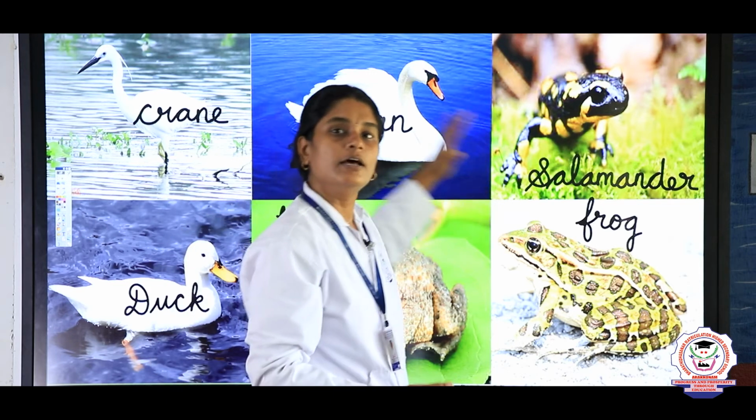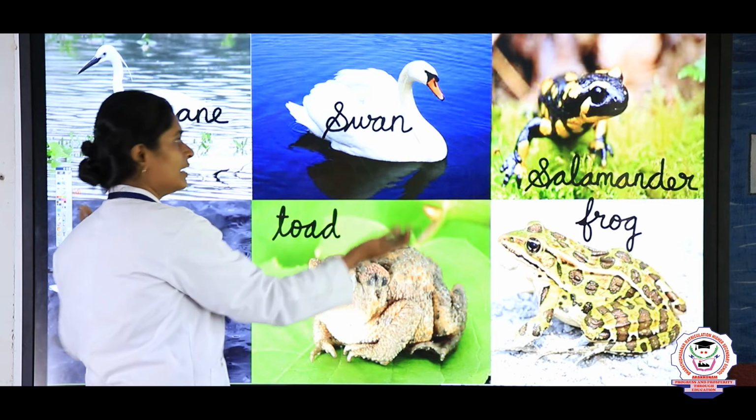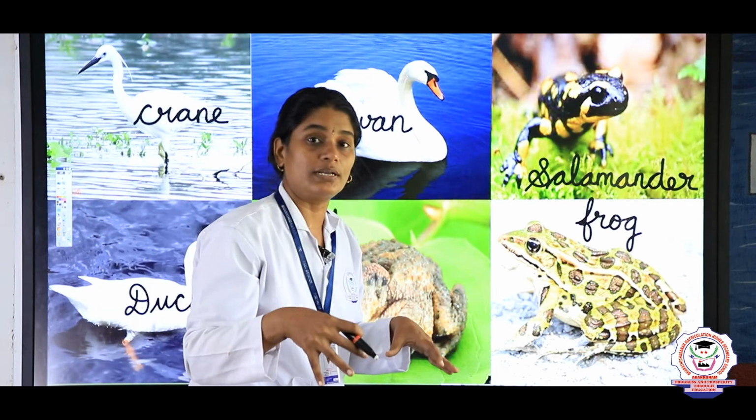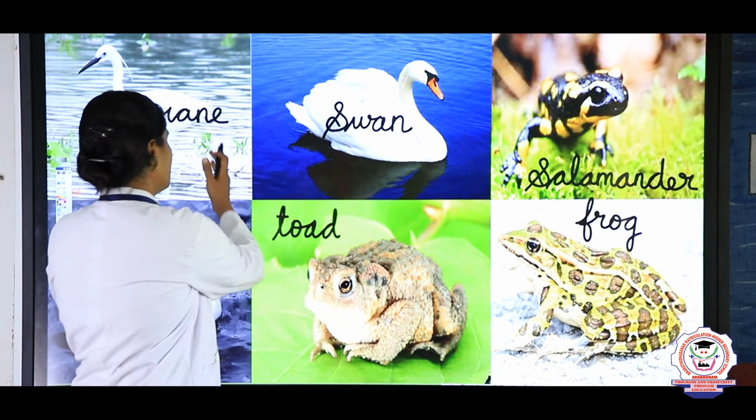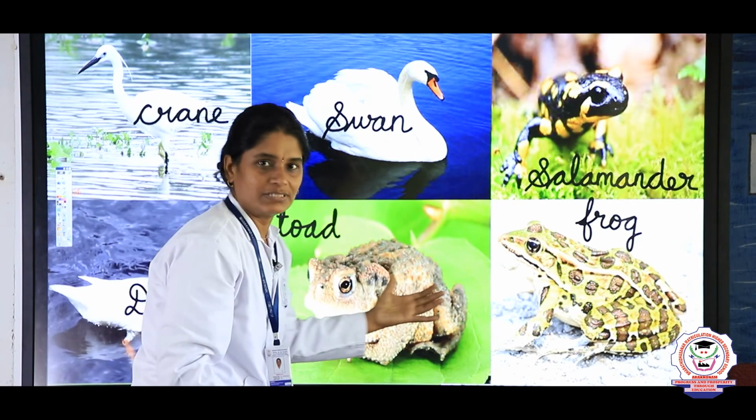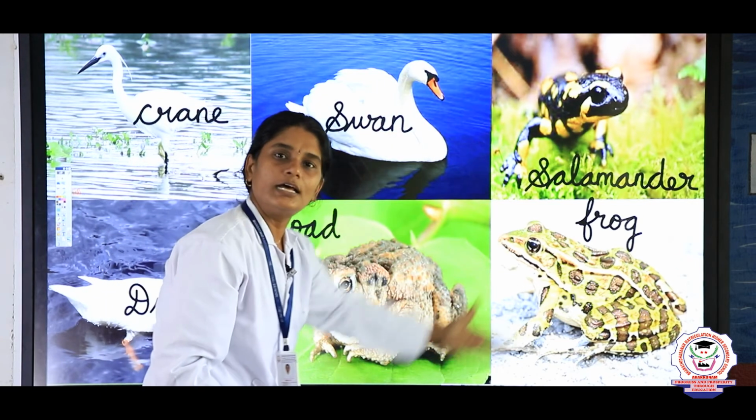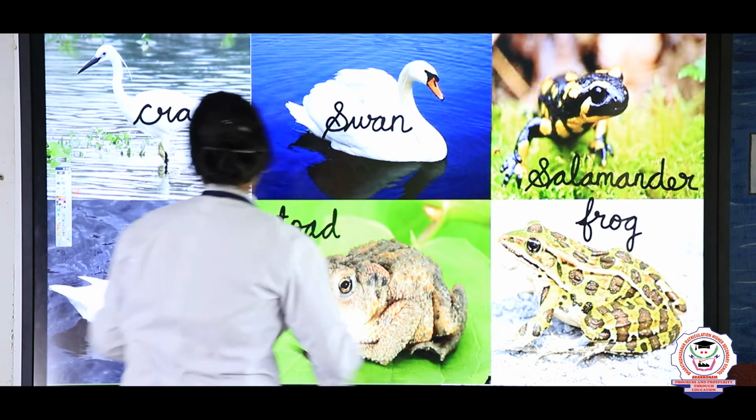They live in the fresh water. They live in the rivers or in the lakes, right. So, what are the animals that have fresh water as a habitat? Yes, crane, swan, toad. Toad is nothing but what they call a frog-like animal, right. And then duck, frog. So, they live in the freshwater habitat.